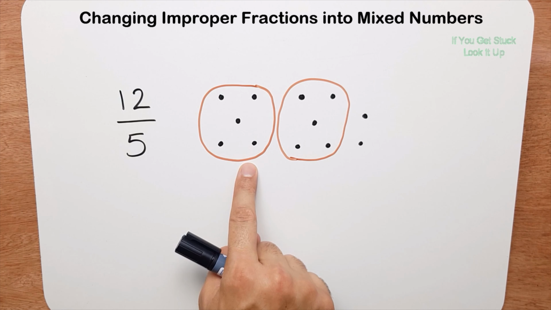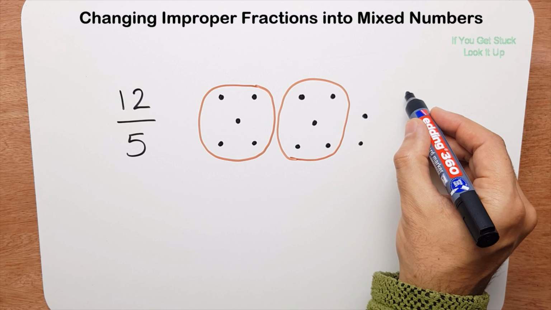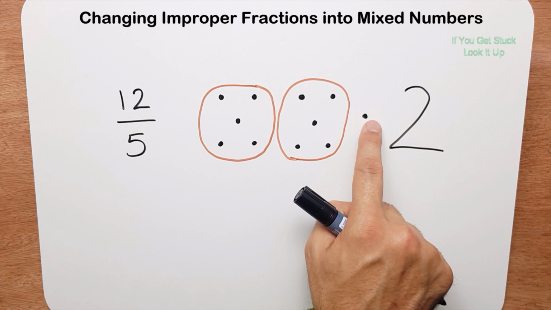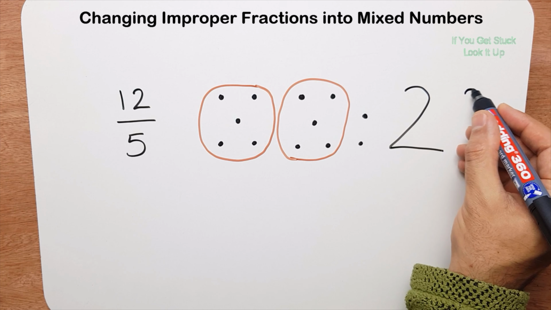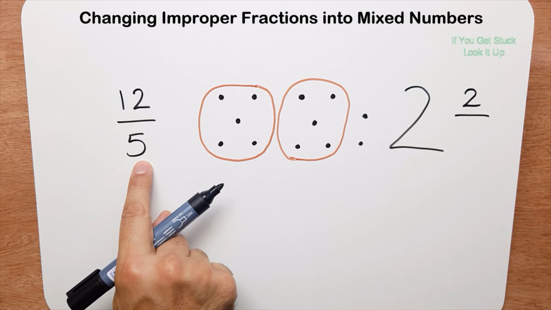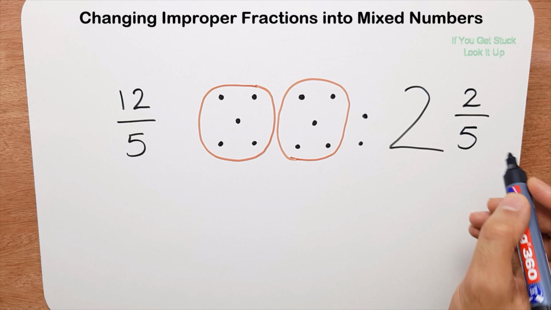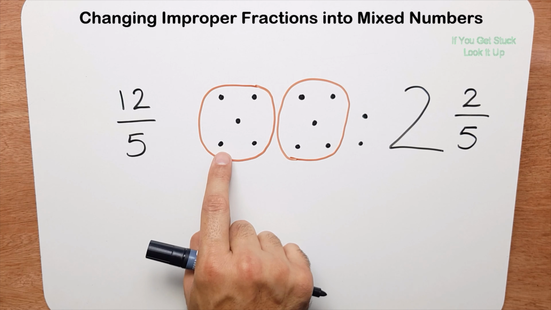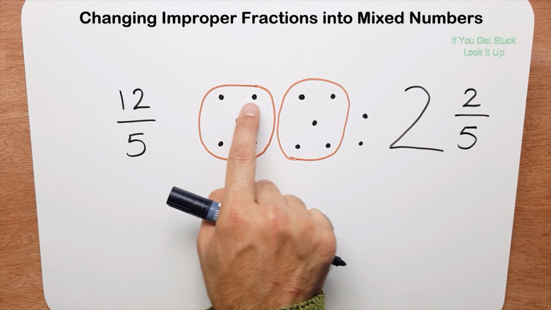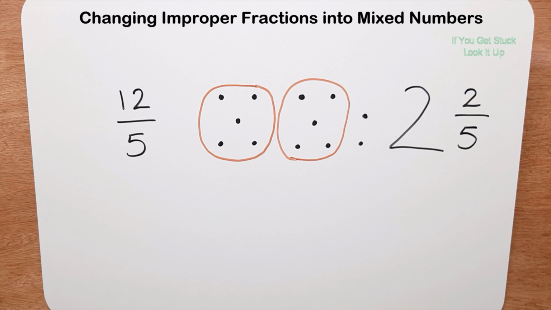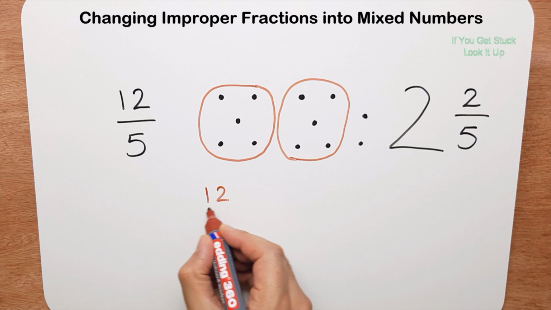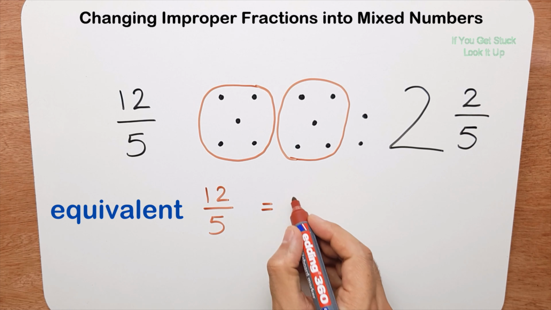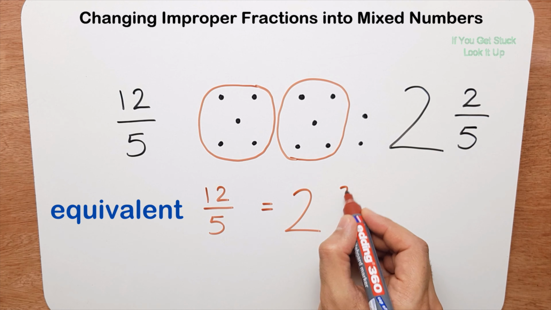I count the number of groups. 1, 2. So that's the big 2. And I've got a remainder of 2. 1, 2. Fraction line, and this 5 goes straight to the bottom. Or another way of looking at this 5 is, how many pieces have I got in each group? 1, 2, 3, 4, 5, and that 5 goes there. So I can say 12/5 is equivalent to 2 2/5.